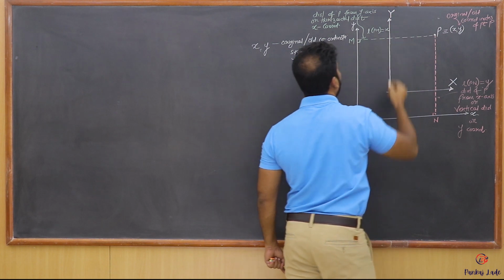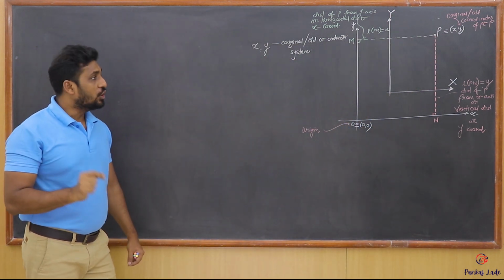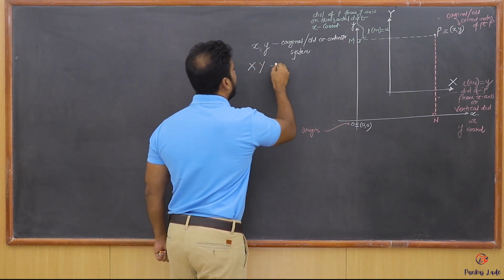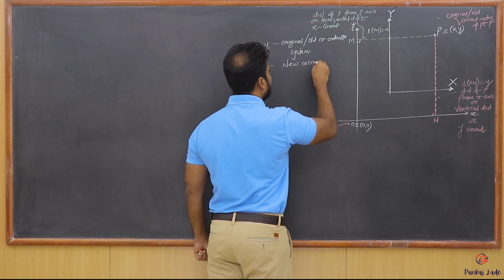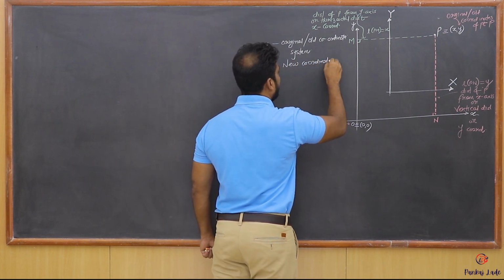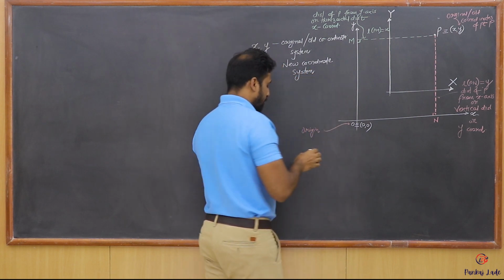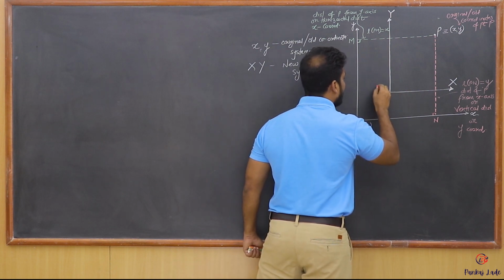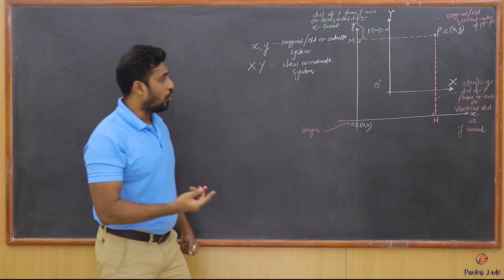So this is very important, students. We want to keep the new coordinate system parallel to the original coordinate system. So I'm going to write here capital X and capital Y. This is the new coordinate system. Now students, what has happened? Observe carefully. There is an origin now. So I'm going to call this point O dash. This is the shifted origin.